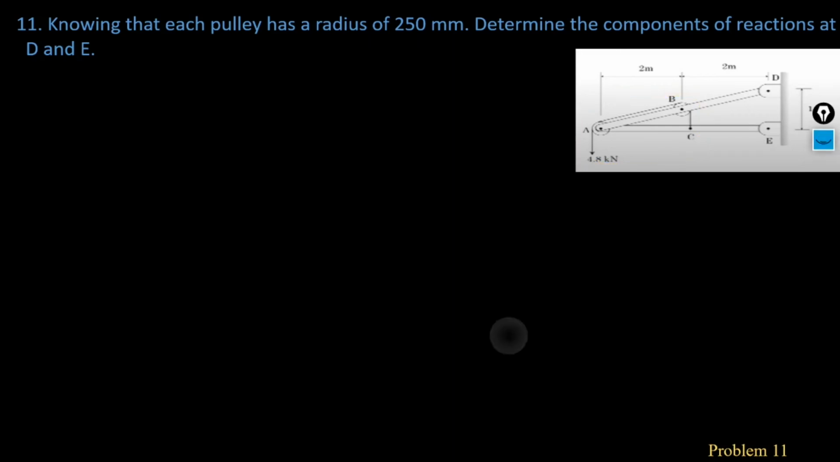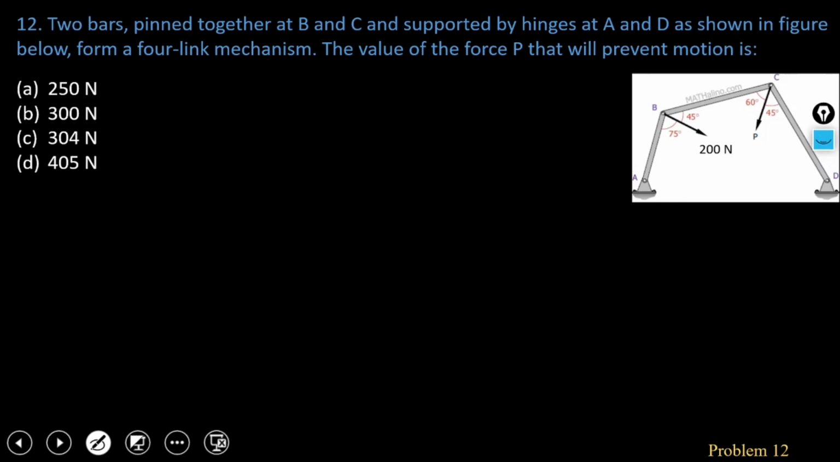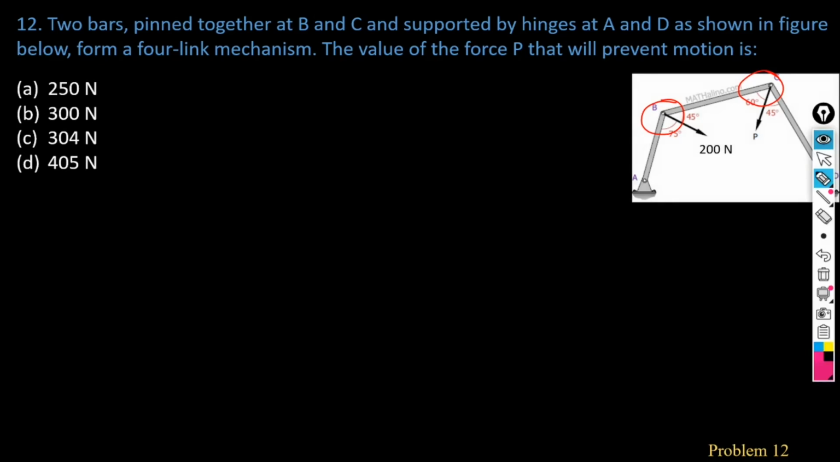Let's take one more problem. Here, two bars pinned together at B and C and supported by hinges at A and D as shown in the figure below. For the link mechanism, find the value of force P that will prevent motion. Here, to solve this problem, instead of taking individual free body diagrams, we'll take the free body diagram of the pin joint. Let's take the free body diagram of the pin B here.